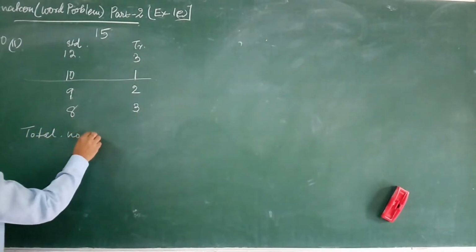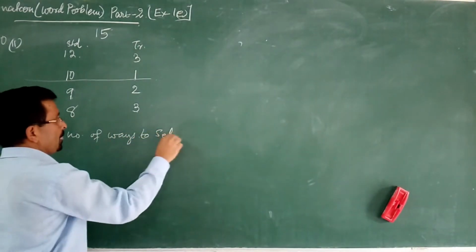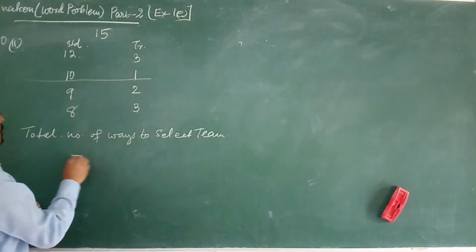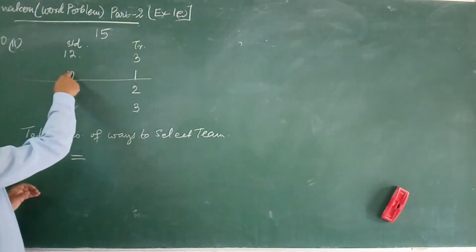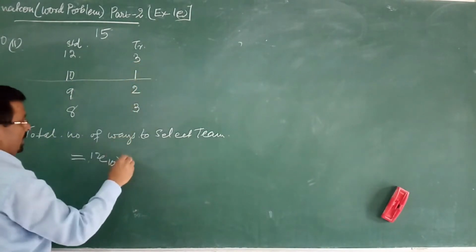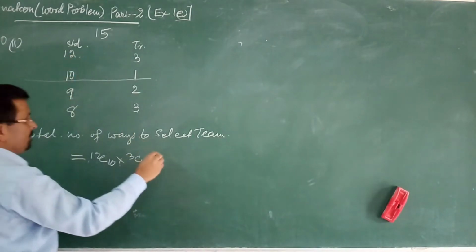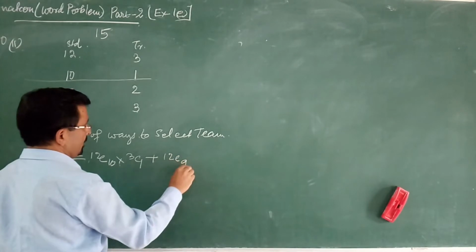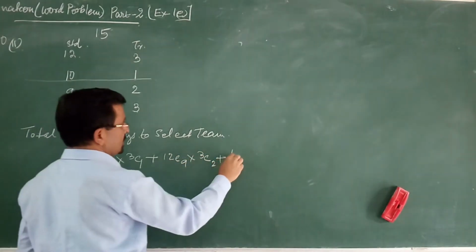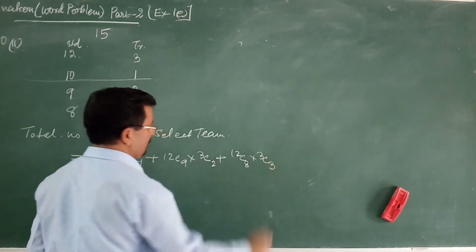Total number of ways to select the team will be 12C10 into 3C1 plus 12C9 into 3C2 plus 12C8 into 3C3.